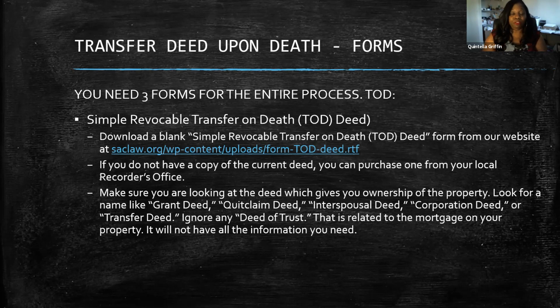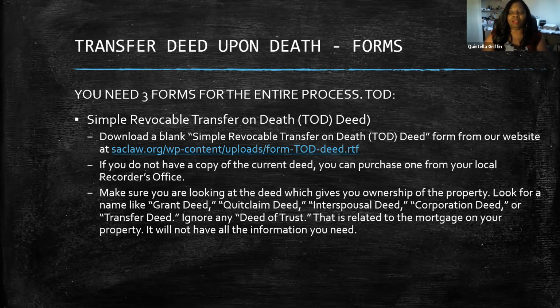Download, I'm giving you the information right here where you can download it. Download a blank simple revocable transfer on death TOD deed form from our website. So you can get this form on the sacramento-org/WP-content/upload/form-deed.rtf. So the Sacramento County Law Library, they have the greatest forms information. So if you don't have a current copy of your deed, you can purchase one from your local recorder's office.